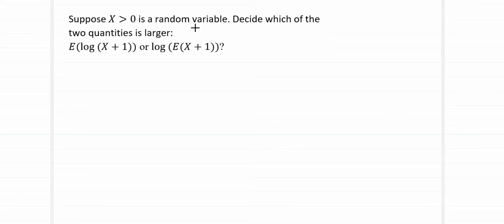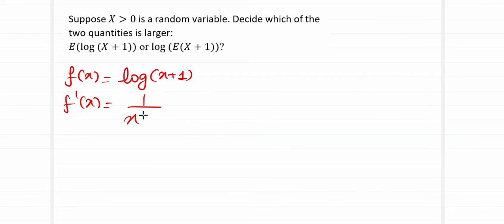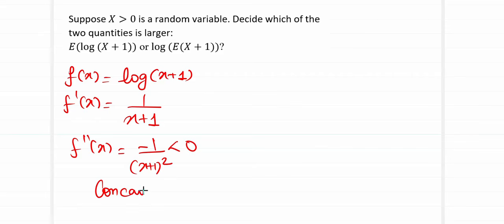Suppose X greater than 0 is a random variable. Decide which of the two quantities is larger, whether this is larger or this is larger: expected value of log of X plus 1. So what we have in position of f of X is going to be log of X plus 1. So when I am differentiating, f dash of X is 1 divided by X plus 1, and my f double dash of X makes it as minus 1 divided by X plus 1 the whole square, which is less than 0. When it is less than 0, we don't have a convex function, but it is a concave function.